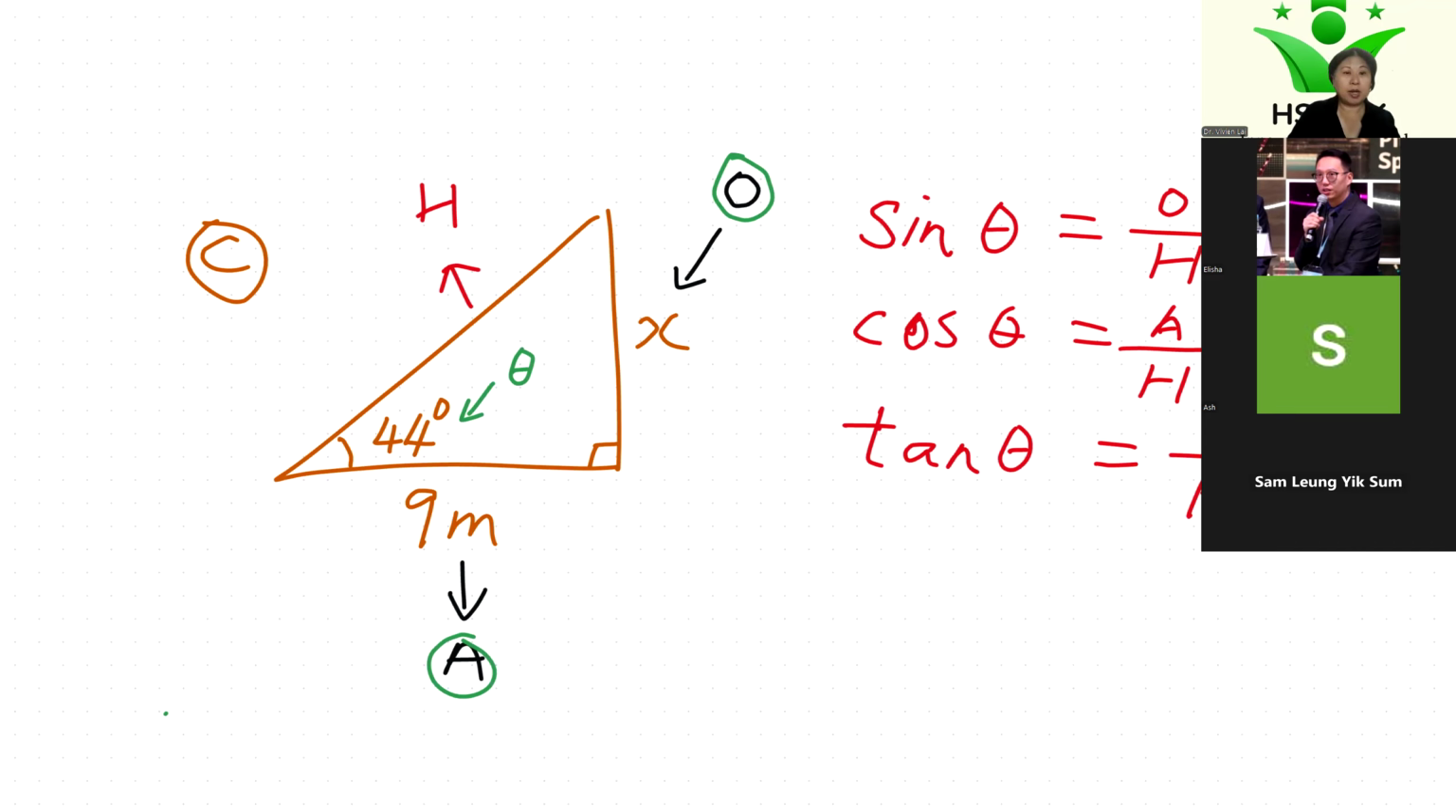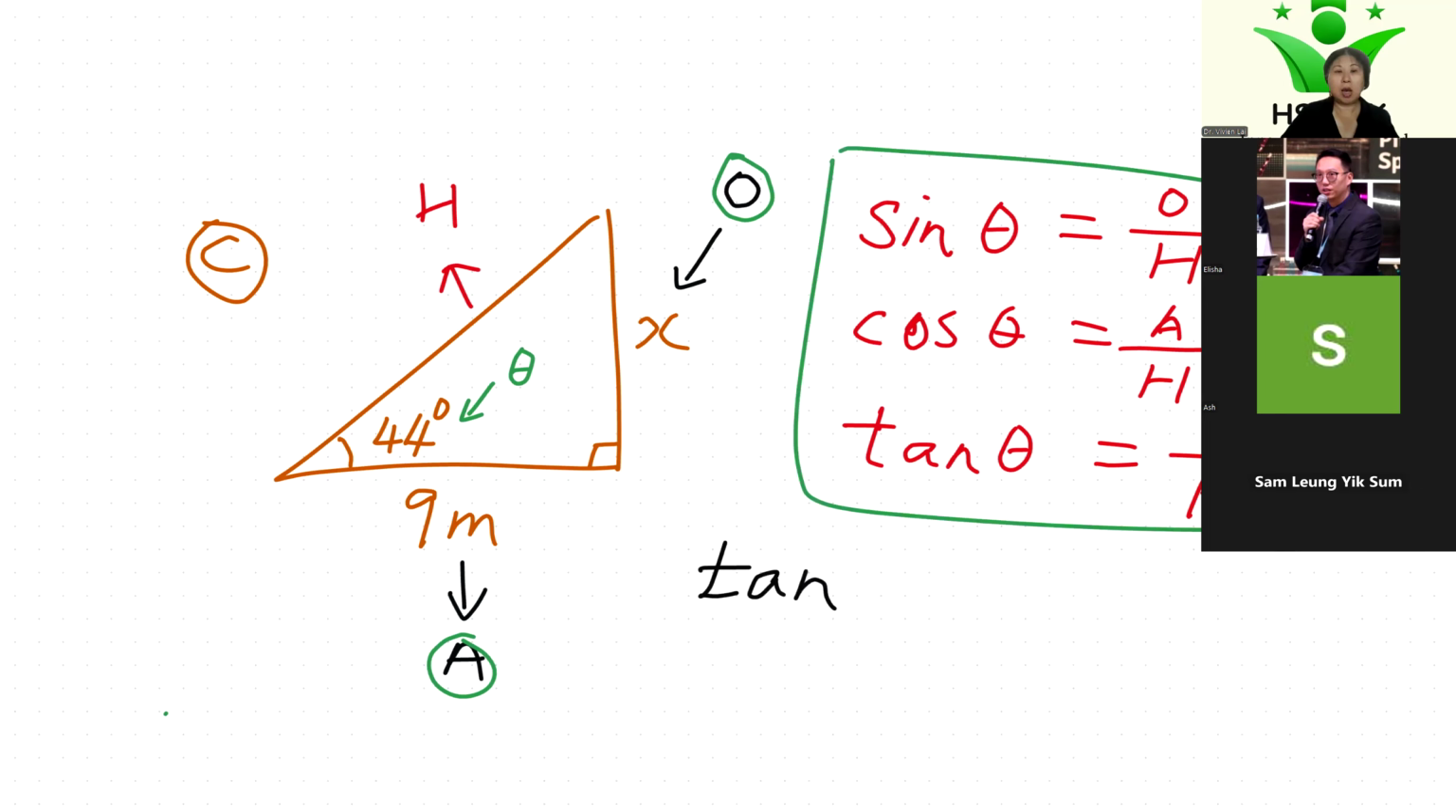And let's begin by using black color. Tangent, our theta is 44 degrees, equal to our O is X, and our A is 9. So tangent 44 would be X over 9.